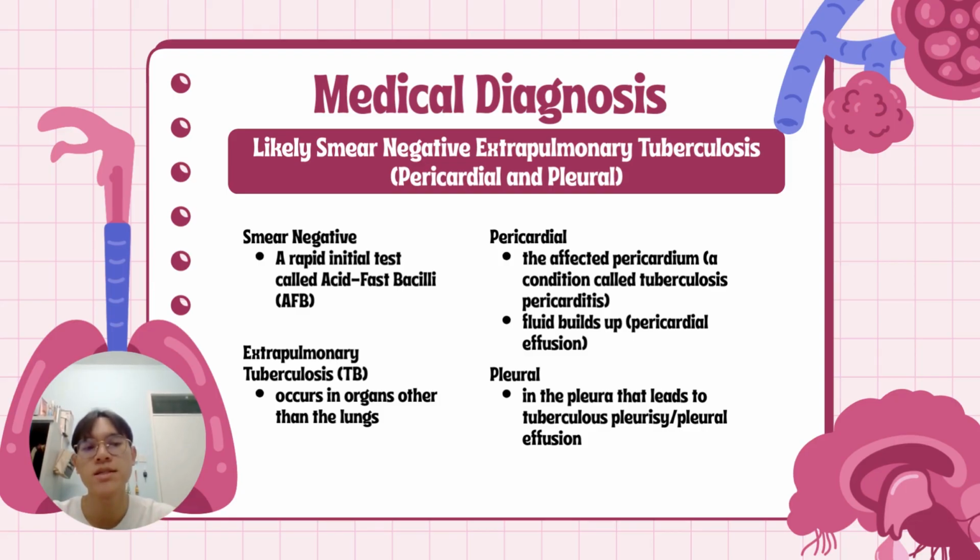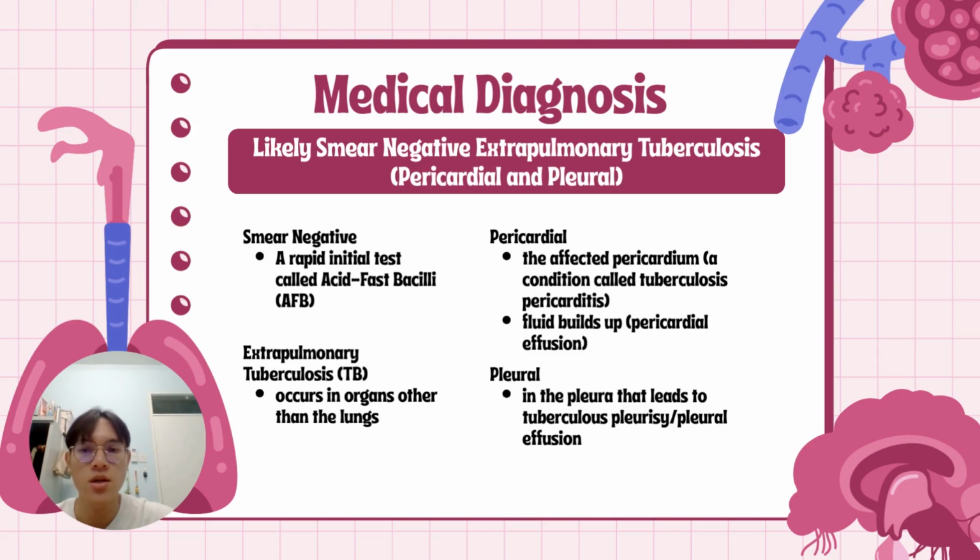Now I have broken it down into 4 functional keywords to make it easier to understand. The first one is smear negative. That talks about an absolute negative result, or the absence of a medical issue in the patient's body, via a rapid initial test called acid-fast bacilli, AFB. The second one is extrapulmonary tuberculosis, which means TB affects other organs than the lungs.